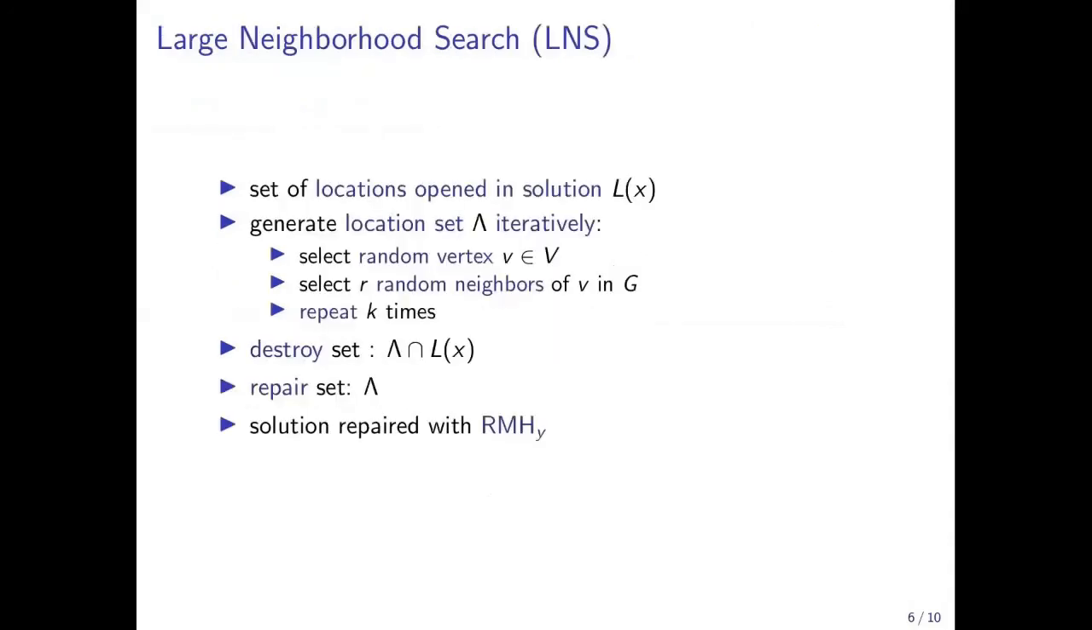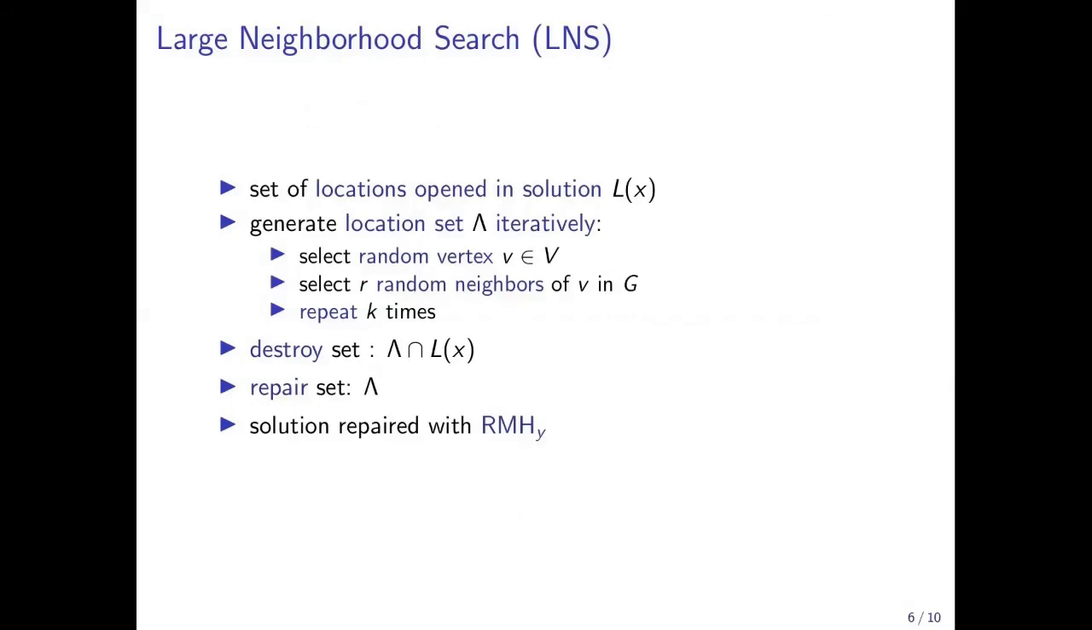So now I will give you an overview of the large neighborhood search that we have developed for this problem. A large neighborhood search is an iterative process that iteratively destroys and repairs a given solution. For our large neighborhood search, we are first given the set of locations which contain open stations in our solution. We first generate a location set lambda in an iterative way. We select a random vertex from our graph and add it to our set, and we also add random neighbors of this vertex to our set, and this process is repeated k times.